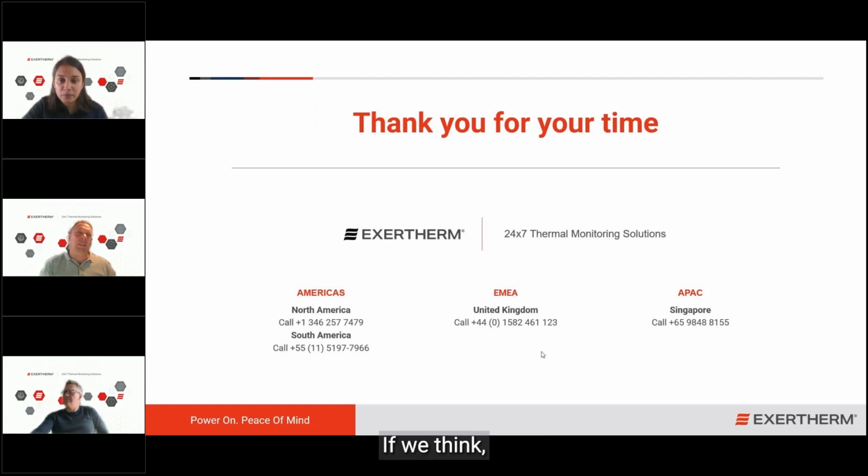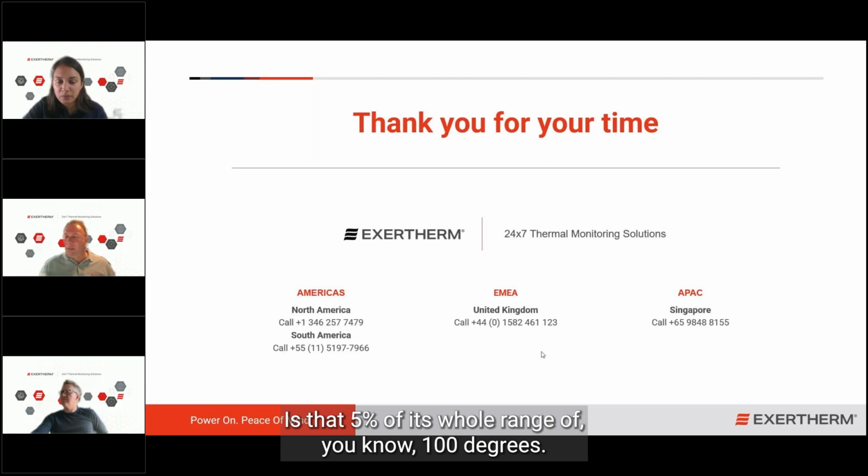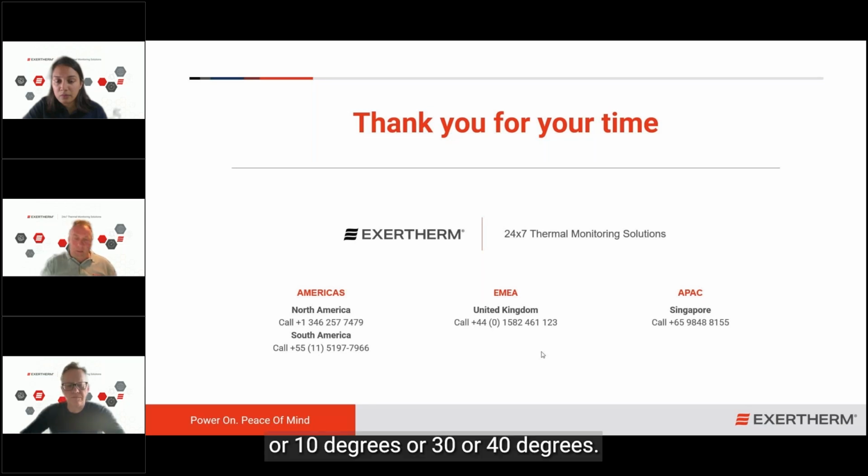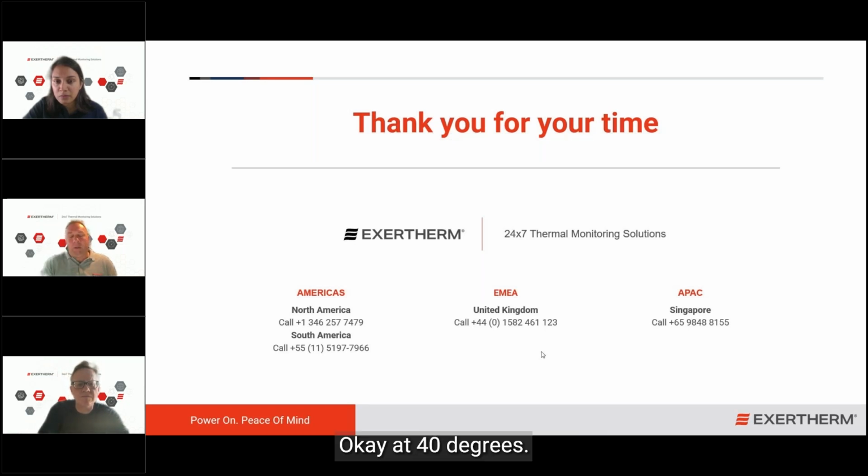If we think, 5% of a reading, crikey, is that 2 degrees of it? Is that 5 degrees? Is that 5% of its whole range of 100 degrees? Well, wow, that's huge. No, it's plus or minus 5% of the actual reading. So plus or minus 5% at a delta of 1 degree, or 10 degrees, or 30, or 40 degrees. At 40 degrees, that plus or minus is giving you a 2 degree difference either side, which could sound a lot, but remember we're looking at delta.